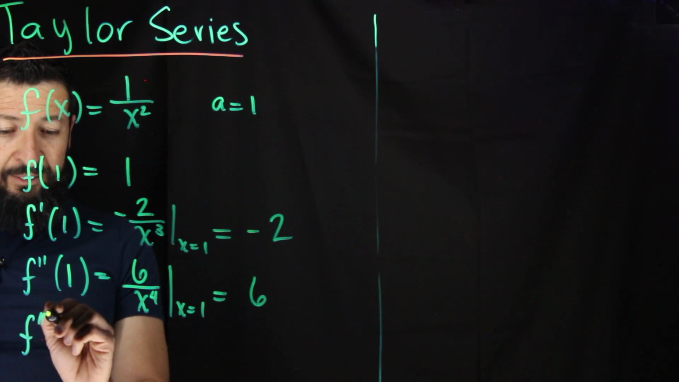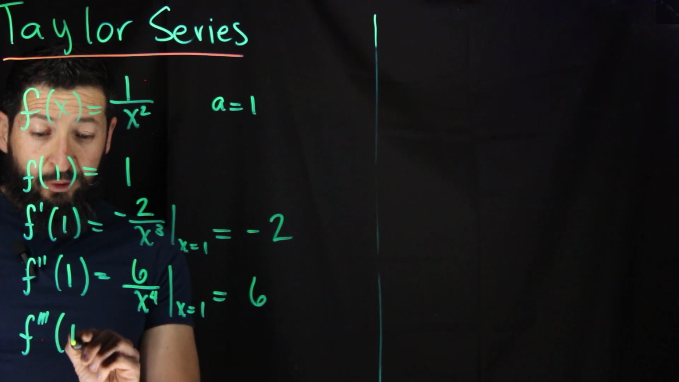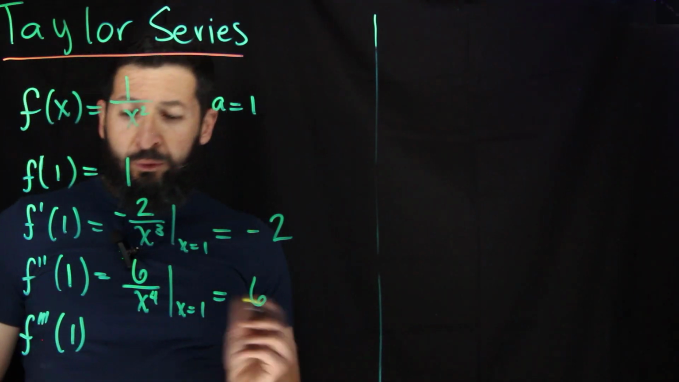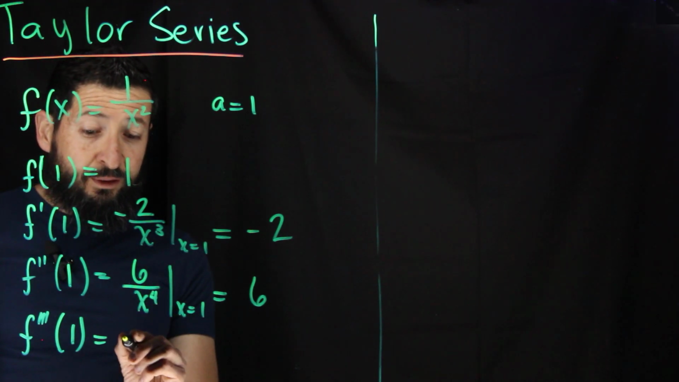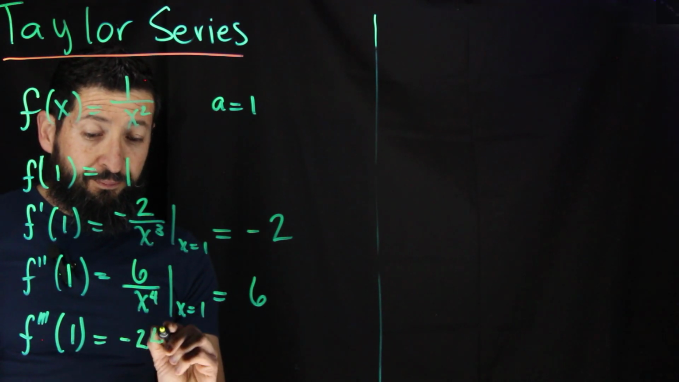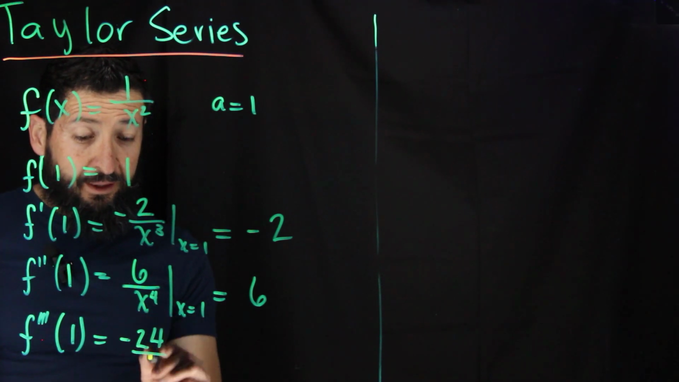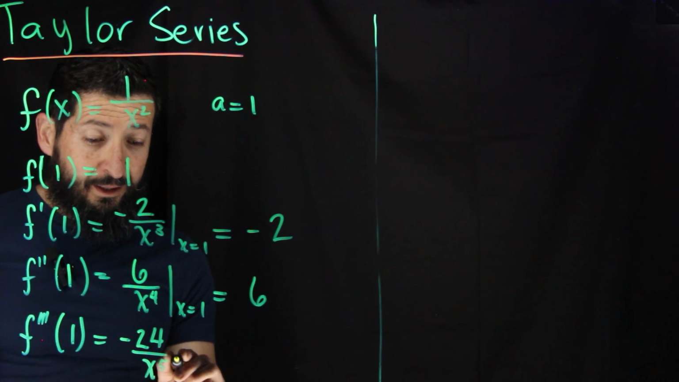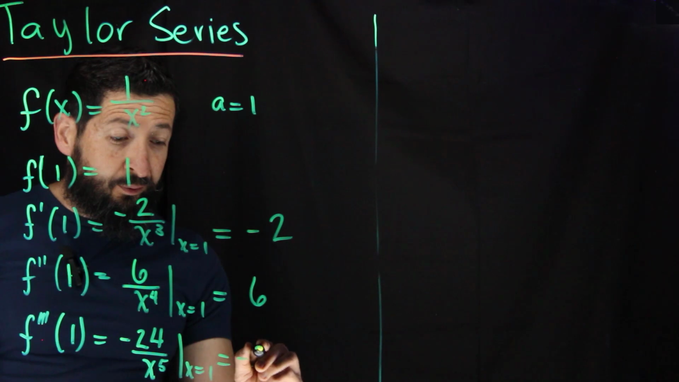Third derivative, and I think after that we'll have an idea of what it should be. When we evaluate it at 1, this is going to be negative 4 times 6, which is negative 24, over x to the fifth, at x equals 1, which is going to be negative 24.